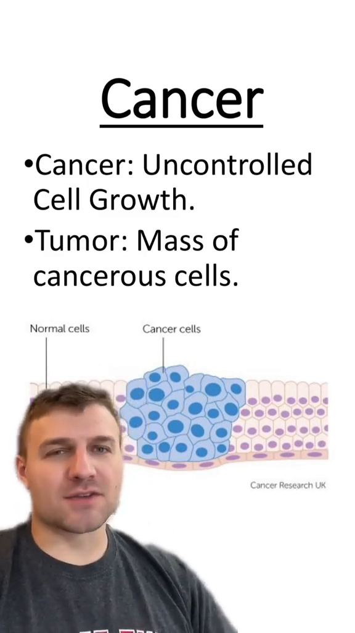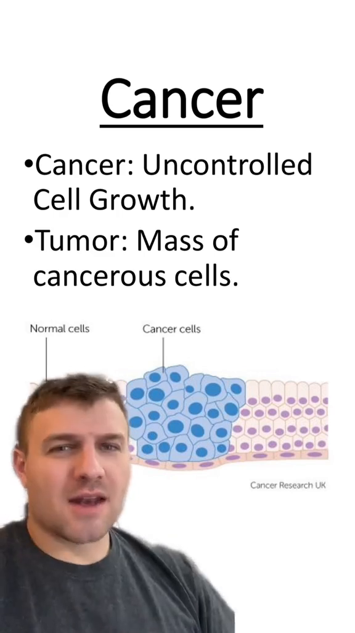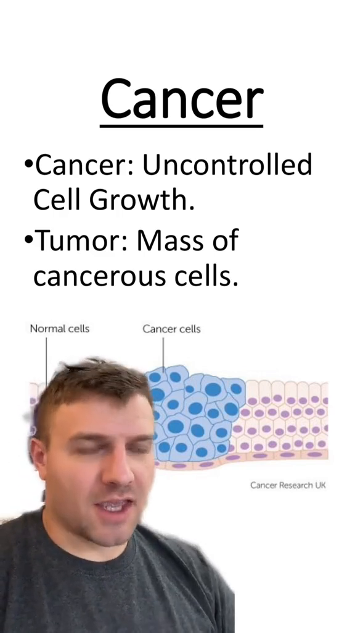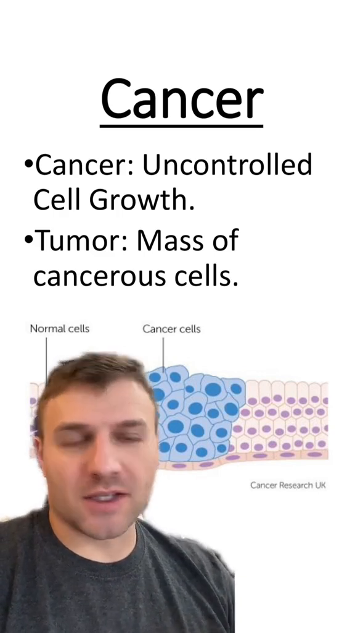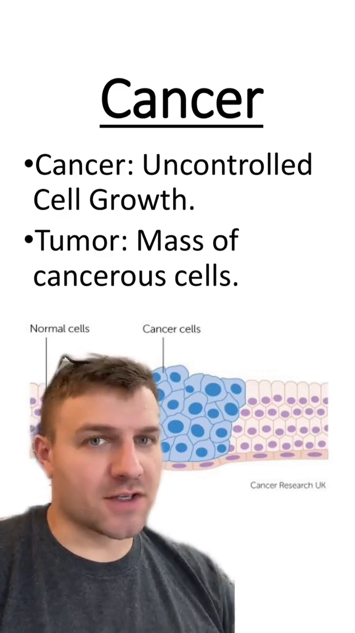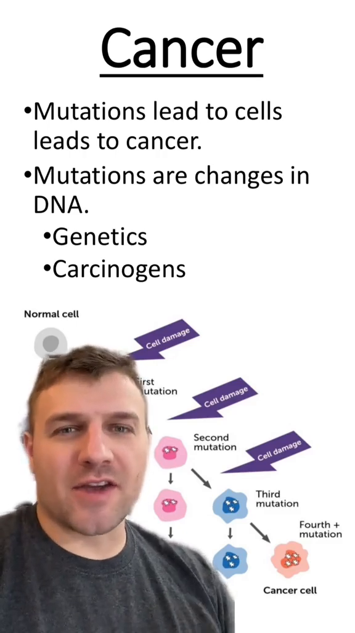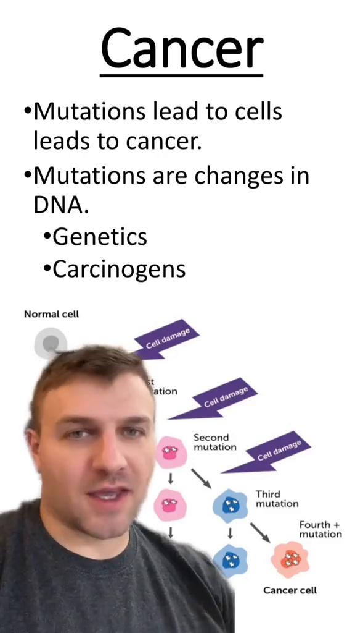A mass of cancerous cells is known as a tumor. Now, there are many different types of cancers and many different types of tumors. I'm just going to be generally speaking about what cancer is when it deals with mitosis. Mutations within the DNA of a cell can cause cells to become cancerous.